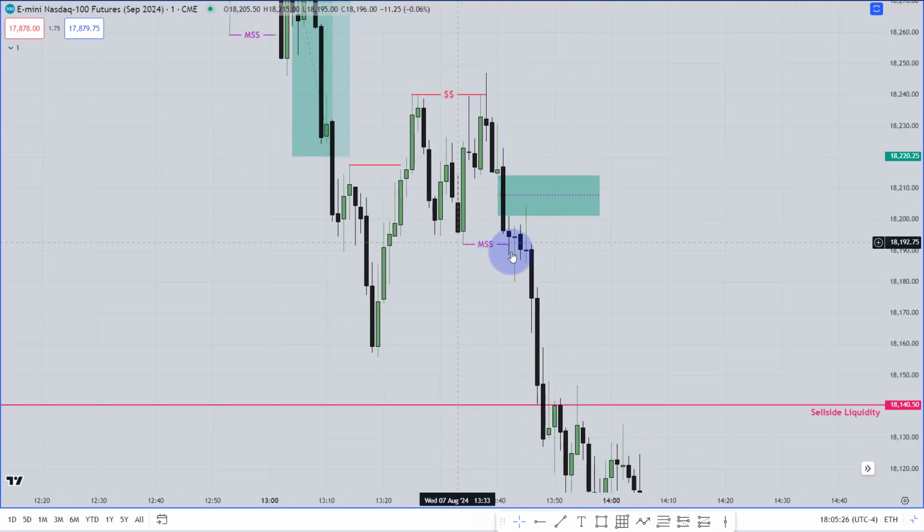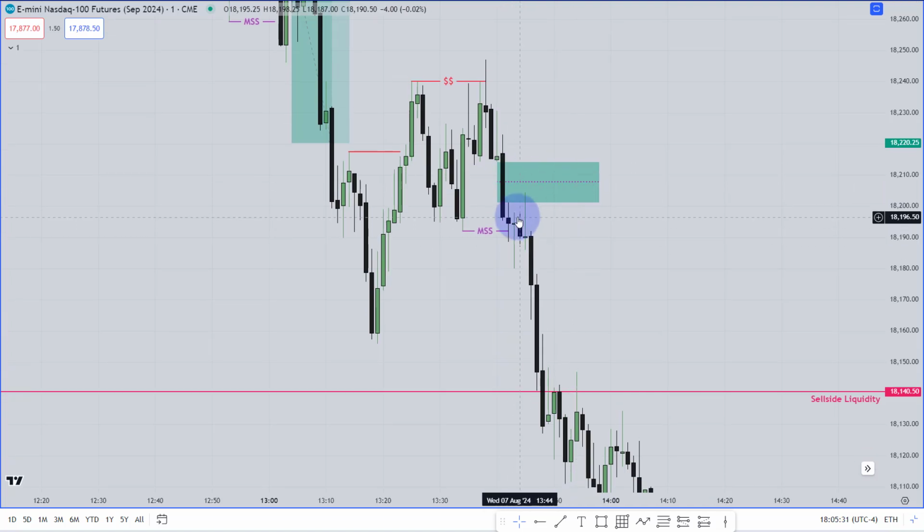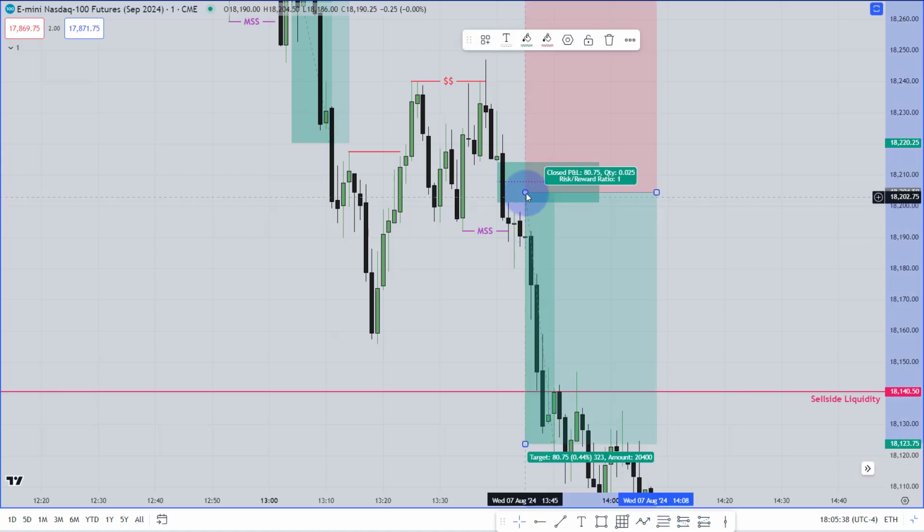The market has taken that liquidity. What should you look for? Lower market structure shift. Did you get it? Yes, I got it. Where is your fair value gap? There is a fair value gap. Is that an immediate reaction? 1, 2, 3. The number 3 candle has been traded. So are you going to take that entry?